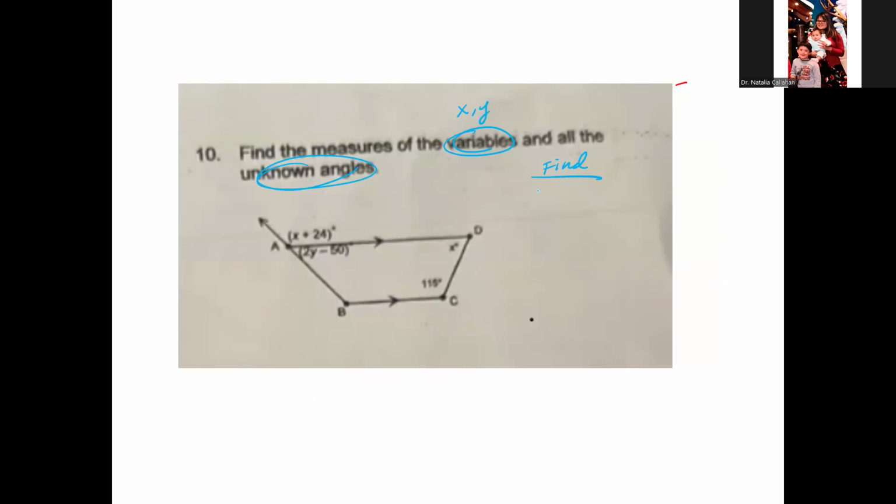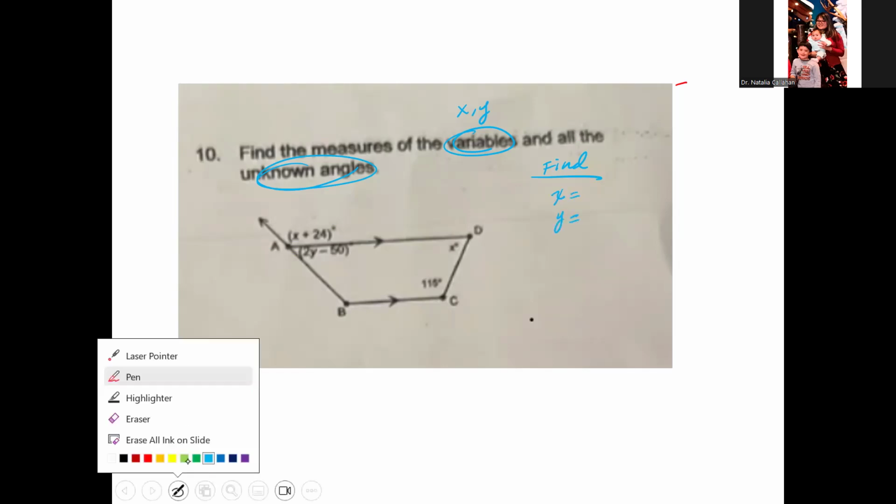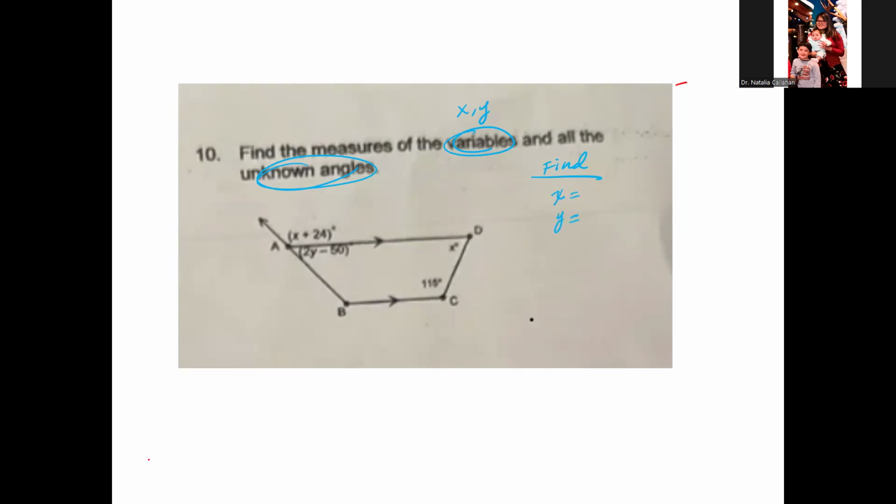Can I use numbers for this one? Numbers? What do you mean? Like for the angles? Yeah, that's fine. But let's find the variables first. What are the variables? X and Y. X, Y. Then I want you to label your angles. Okay, so this angle 1. Good. Angle 2. Yep. Angle 3. Okay. Angle 4. Good. Angle 5. Okay.